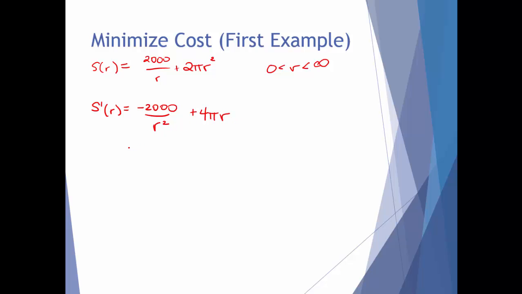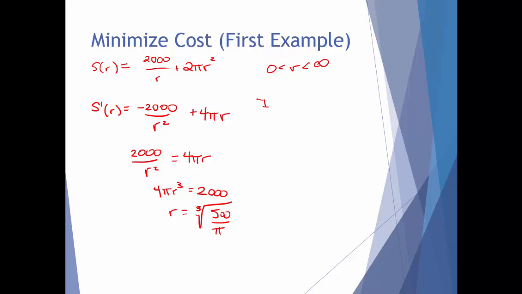To find our critical numbers, we set this equal to 0, in which case we have that 2,000 over r squared has to be equal to 4 pi r. A little cross multiplication says that 4 pi r cubed equals 2,000, so that r equals the cube root of 500 over pi. So that's our critical number for our radius, but we also need to take into consideration the fact that it could be 0 or it could be infinity.